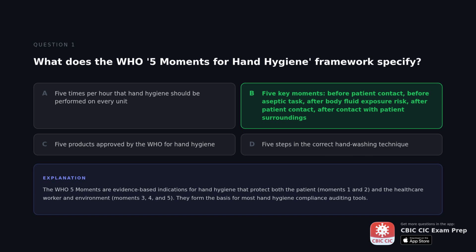The correct answer is 5 key moments: before patient contact, before aseptic task, after body fluid exposure risk, after patient contact, after contact with patient surroundings. The WHO 5 moments are evidence-based indications for hand hygiene that protect both the patient (moments 1 and 2) and the healthcare worker and environment (moments 3, 4, and 5). They form the basis for most hand hygiene compliance auditing tools.